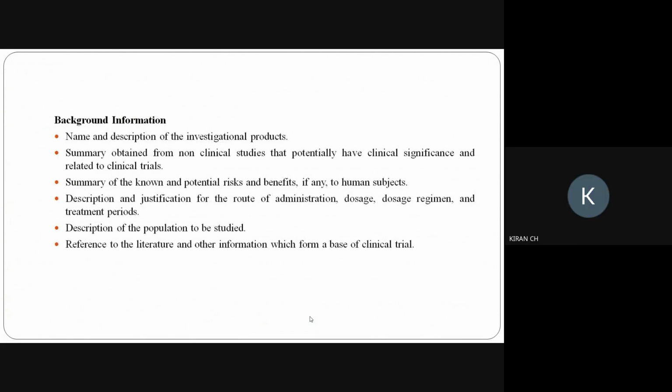Next, that is about the general information. Next, as I said, background also we'll mention in the protocol.